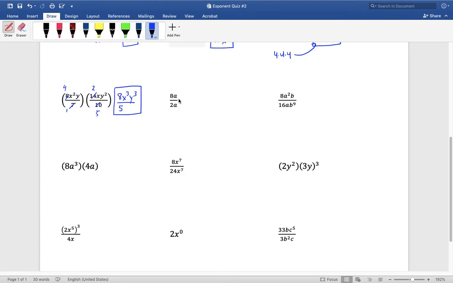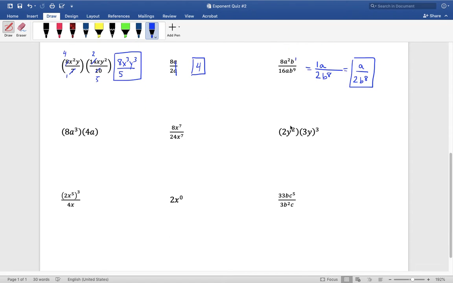Alright, on the next problem, a divided by a is 1. I can write a 1 there, and then now I have 8 divided by 2, simply 4. The variables are gone because a divided by a is always 1. On the next one, we have 8/16. Well, that's a half. And now we have a squared over a is just a. And b over b to the ninth, well, that's 1 minus 9 is negative 8, which reminds us they belong in the denominator. So I have a on the top and 2b to the 8th power in the denominator.